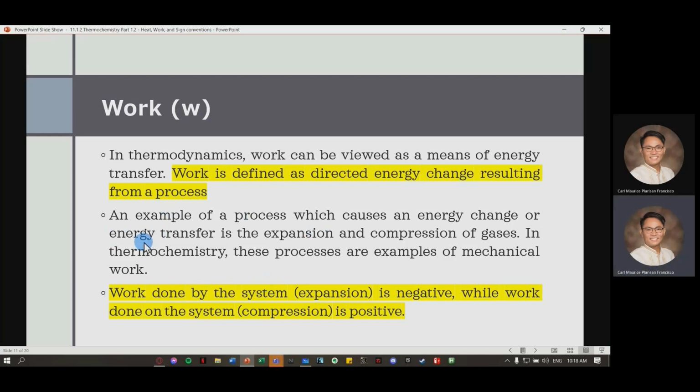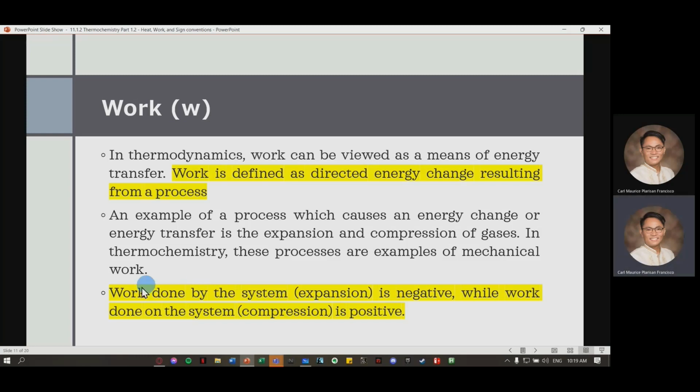Okay, an example of a process which causes an energy change or energy transfer is the expansion and compression of gases. So energy is transferred through the expansion or compression of gases. It is through the expansion and compression of gases that work is shown. In thermochemistry, these processes are examples of mechanical work. So whenever gases expand or compress, that is called mechanical work. So through mechanical work, we transfer energy.